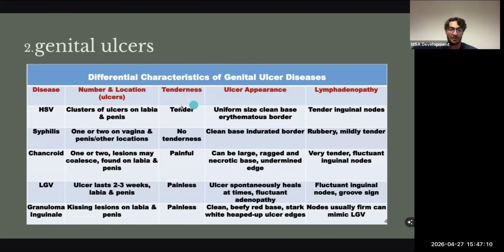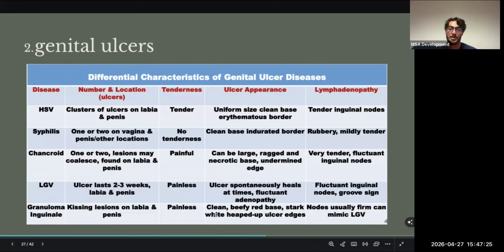Okay. Again, this is another table just to make it easier for you. Just mainly look at the tenderness. HSV is tender, syphilis is non-tender, chancroid, which is Ducreyi, is painful, LGV is painless but can cause painful lymphadenopathy. And granuloma inguinale is painless also.